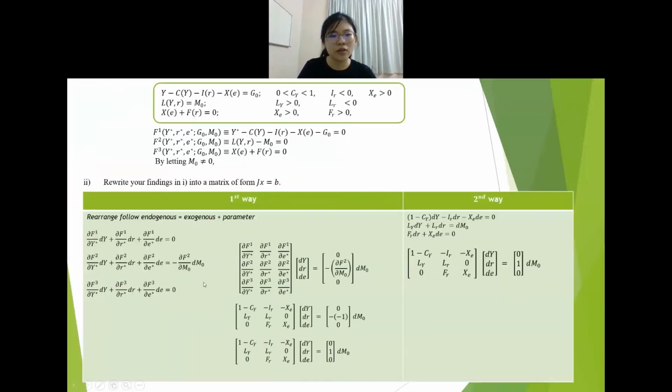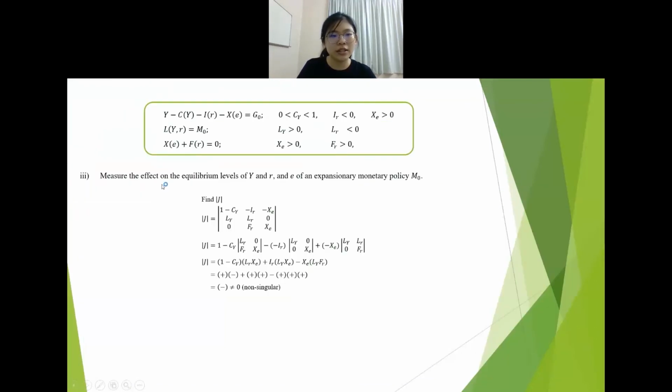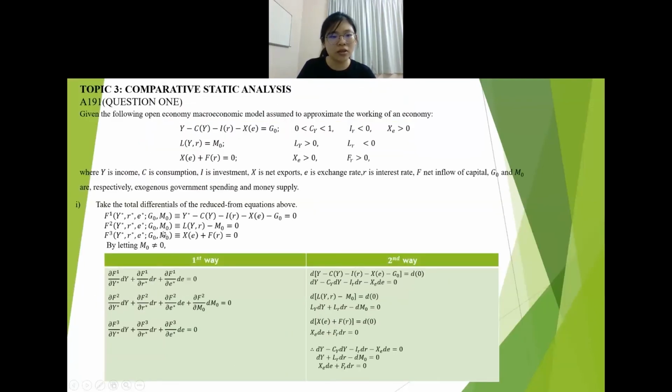Why is that? Because in the third question, we just need the effect of M naught on the endogenous variables. So we let dM naught not be equal to 0, but assume that the other exogenous variables are equal to 0. So dG naught is equal to 0, so there is nothing for G naught here.